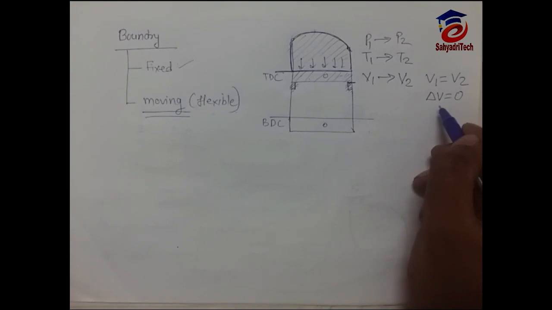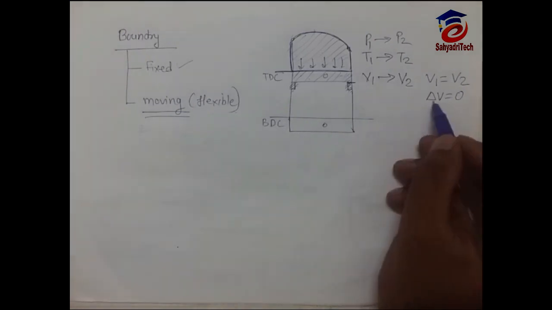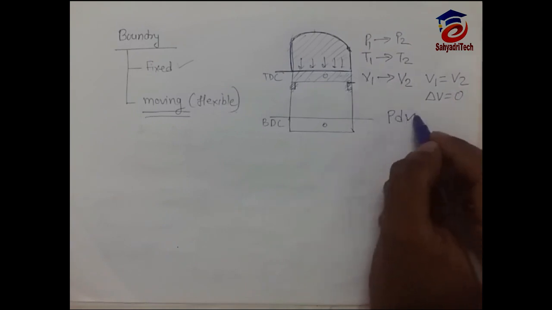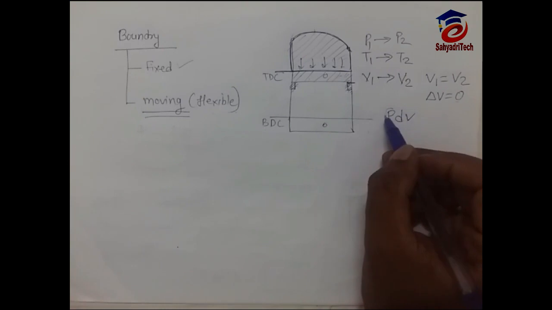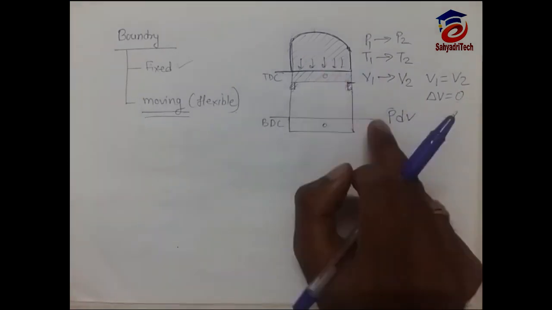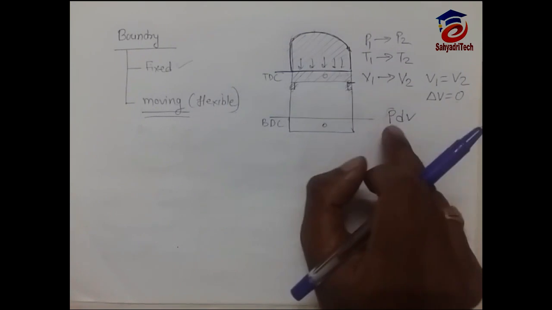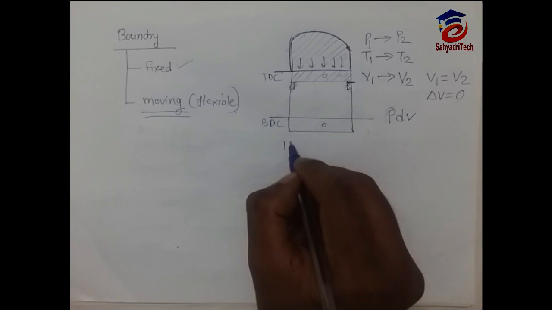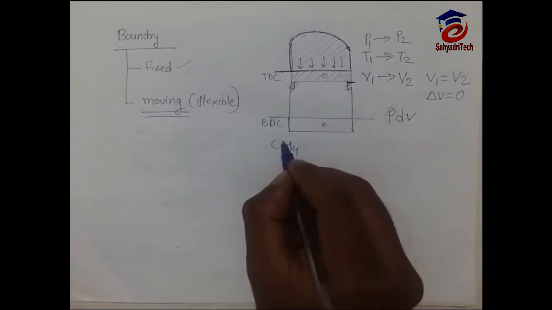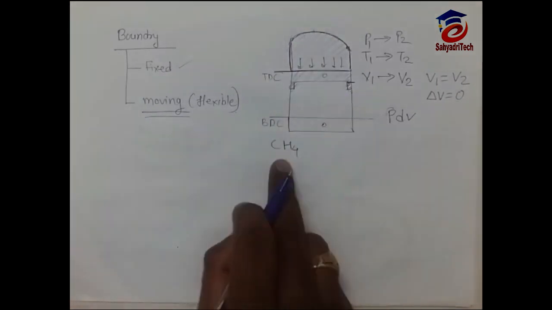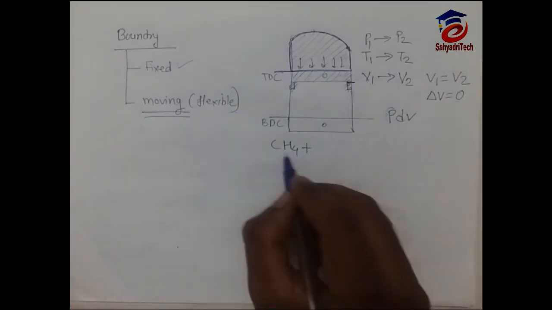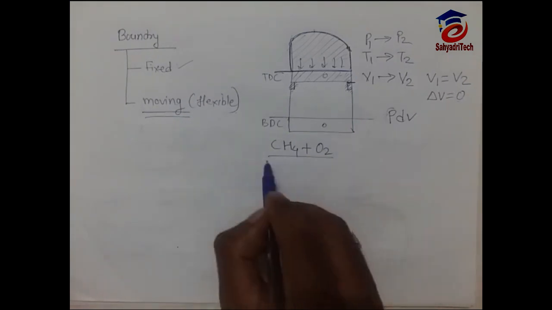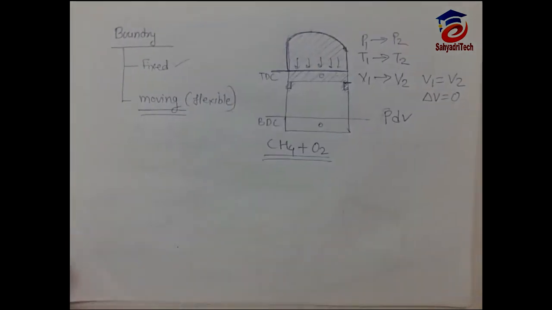To get work done, what do we require? We require a positive value of delta V. So what is the formula? P delta V. When this pressure is applied on the piston, who will apply this pressure? This pressure is applied by the system, these combustible gases. We know hydrocarbon, suppose CH4 is there in this combustion chamber, which is our system. This CH4 will react with oxygen. So CH4 plus O2 is our system here.